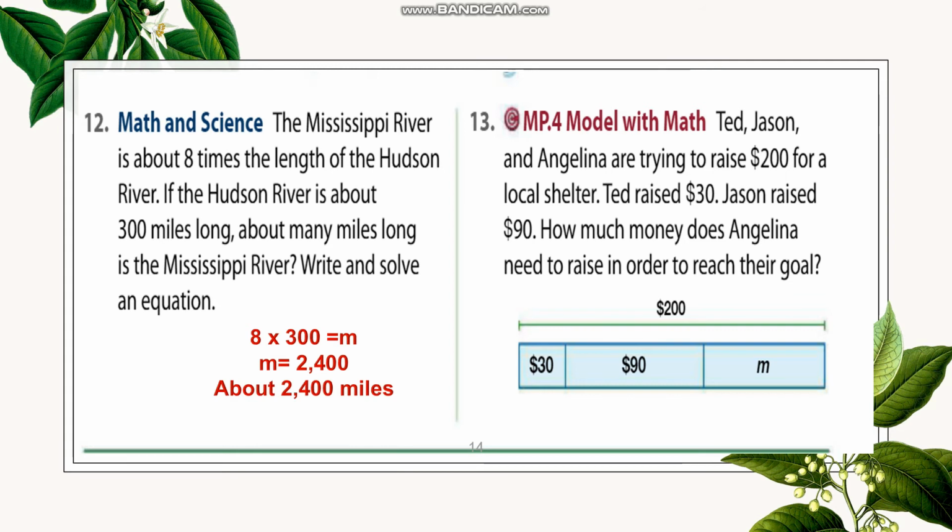Number 13. Ted, Jason, and Angelina are trying to raise $200 for a local shelter. Ted raised $30. Jason raised $90. How much money does Angelina need to raise in order to reach their goal? So the answer is $80. What you are going to do is simply add 30 plus 90, which is 120. Then we subtract 120 from 200 to get the unknown variable, and that is equivalent to 80.